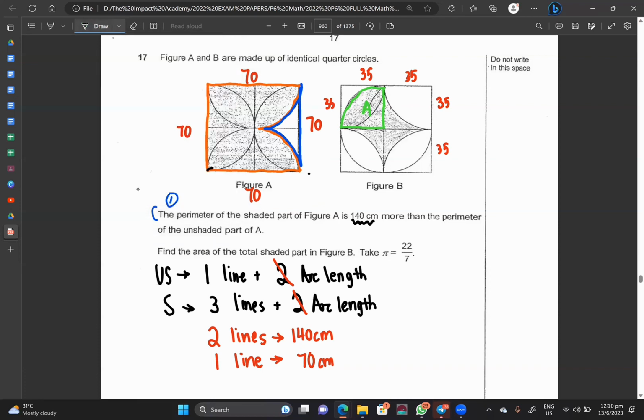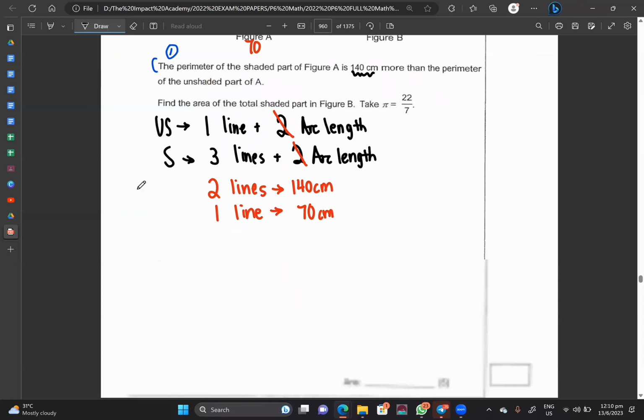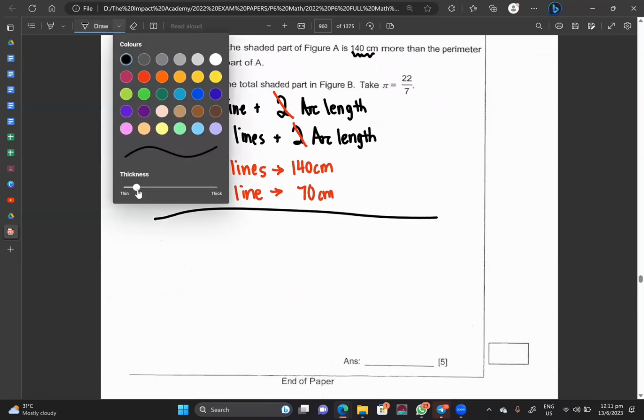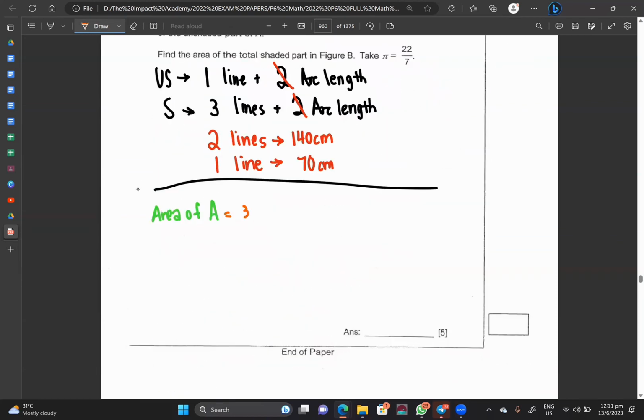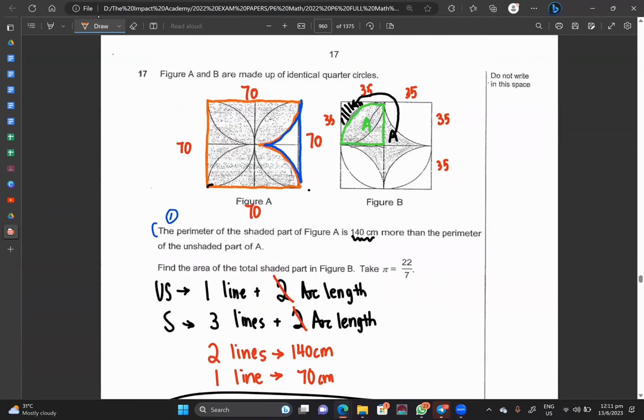The next thing I can see is this. I can shift this one into here. You agree so far? And when I do that, it becomes a full square. So I'm also going to call this A. So we are going to find A first. I'm going to write down area of A. What is area of A? Since it is a square, I can simply do 35 times 35, which is 1225 centimeter square.